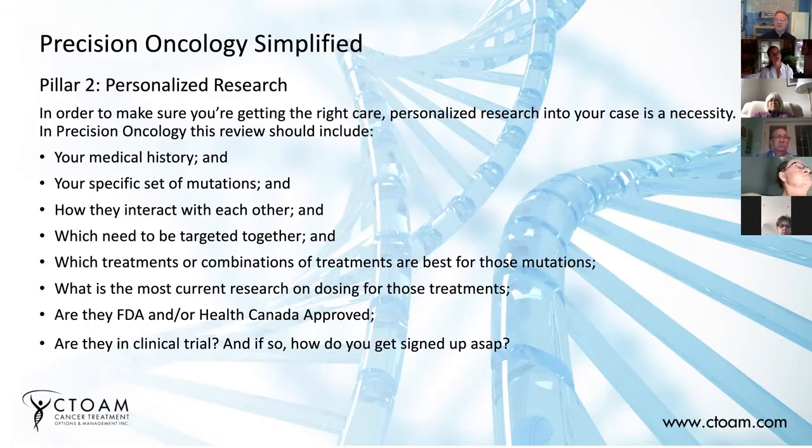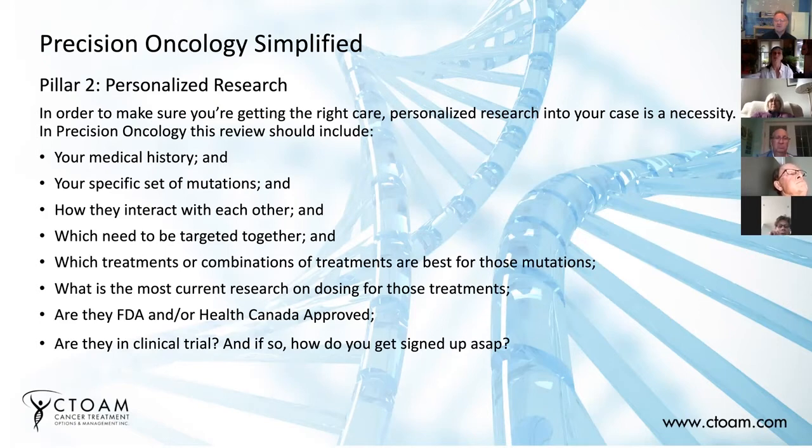So, precision oncology simplified. What do we need to look at? We would look at your medical history. We would need to know your specific set of mutations, and they're going to be unique in you. And I just want to say a little thing about mutations.